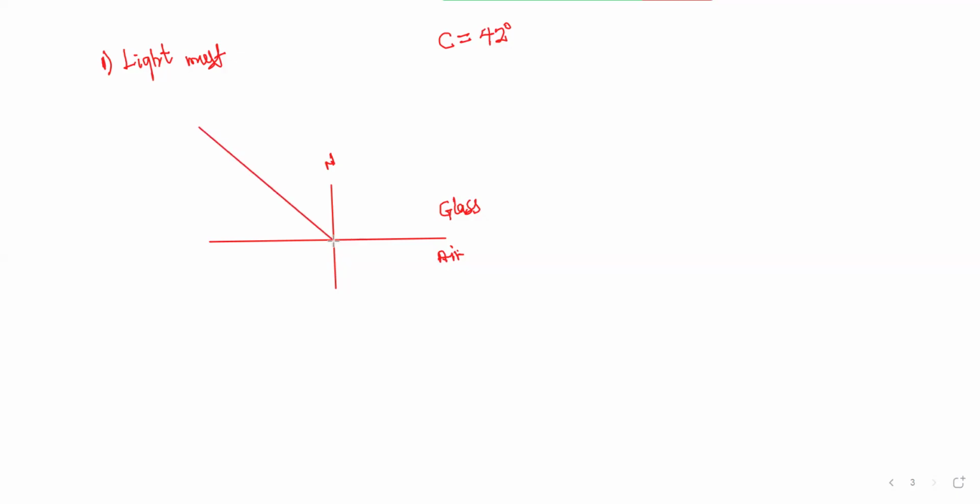So this is the incident ray. We are first calling this angle i, meaning we are assuming we don't know the critical angle of glass. One thing that we know is that because light is going from glass to air, the refracted ray will bend away from the normal. So we have something like this. This is the refracted ray, meaning this is the angle of refraction.